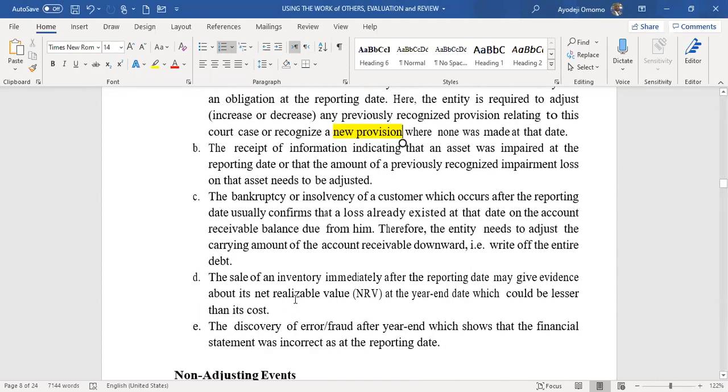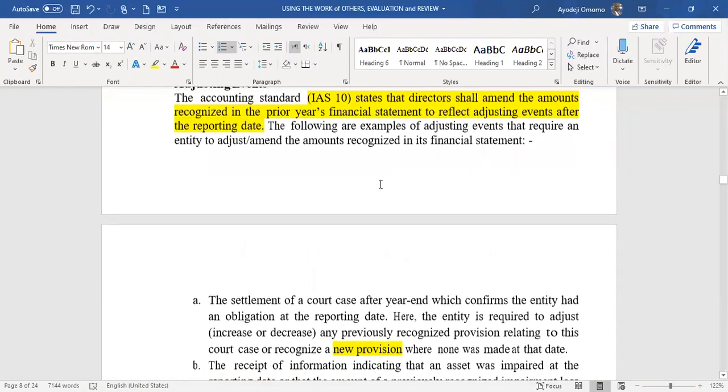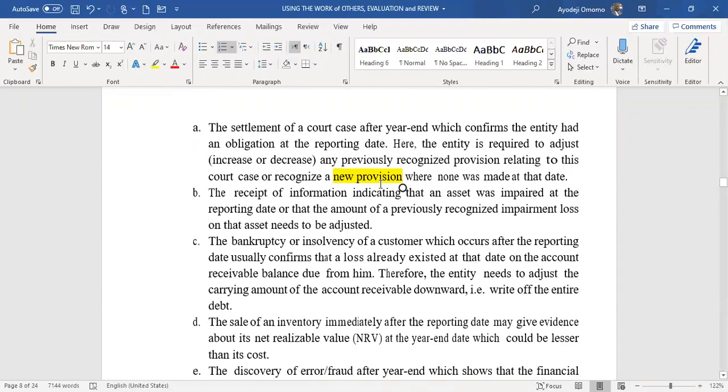So look at this second example. If you receive information indicating that an asset was impaired as at the reporting date, or that the amount of a previously recognized impairment loss on that same asset needs to be adjusted, you have to go and adjust it immediately. Because now, by January, I get information that shows, just like this COVID-19 that is happening now, most hotels carry so many assets, they pop up their assets like the buildings. The reason they are popping them up is to show you that they are going to be having customers, people are coming. And do you know that any property you want to buy now, the price has gone down?